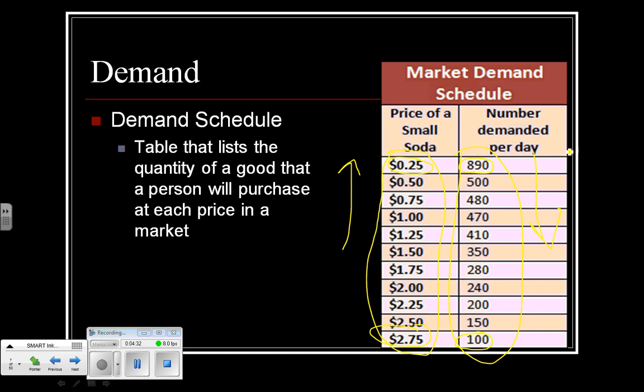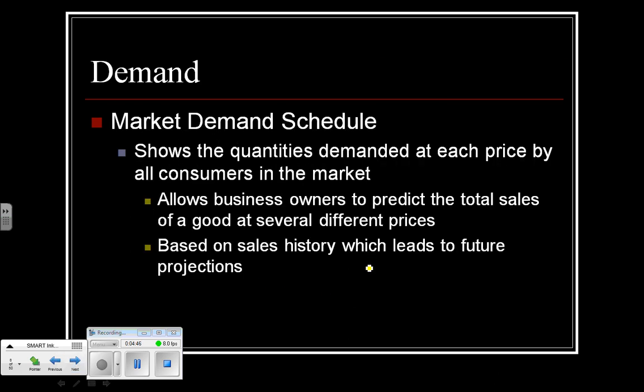Okay, so all this shows is the inverse relationship. As the price goes up, the number demanded goes down. Okay, so basically you're pricing people out of markets. They won't participate because they cannot afford it. Okay, when you look at a market demand schedule, you're looking at a projection that companies use to show what they think the quantities of a product that people will demand at a certain price, okay? This allows business owners to kind of predict sales and to plan out what they're doing.